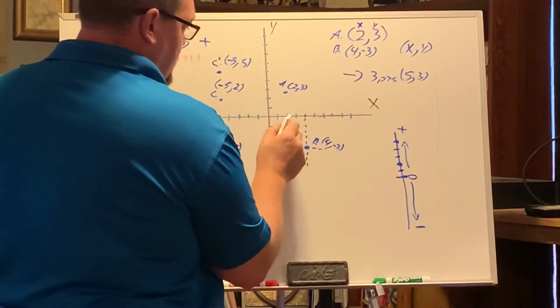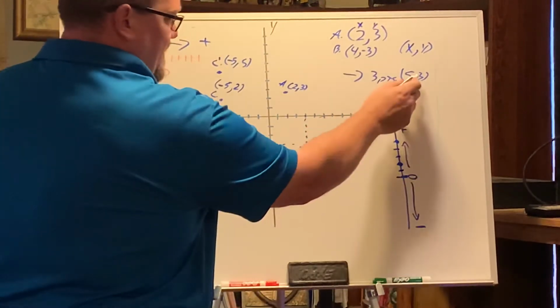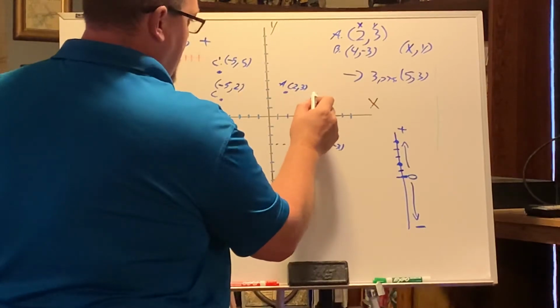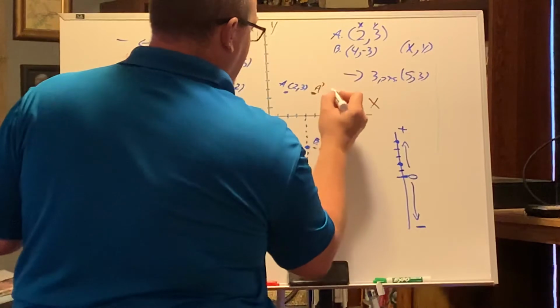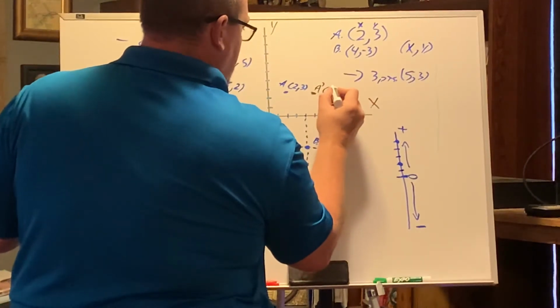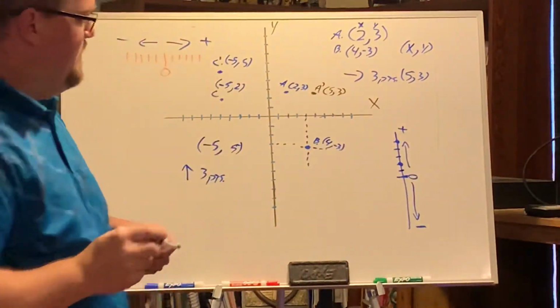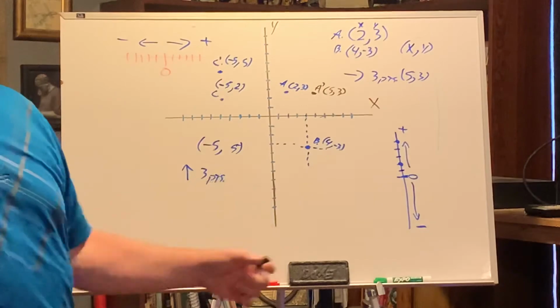So we count 1, 2, 3, 4, 5. Put a little mark. Now from that 5, we're going a positive 3. 1, 2, 3. So this point right here is our new A, or remember, we call it A prime. So the point is 5, 3. So 5, 3 is our new A point. It's A prime. So that's all we're doing when we move.